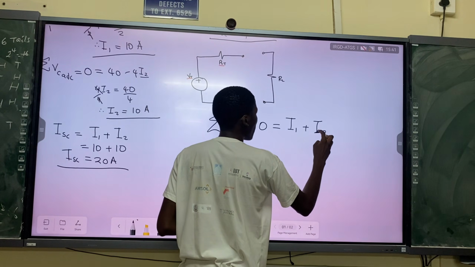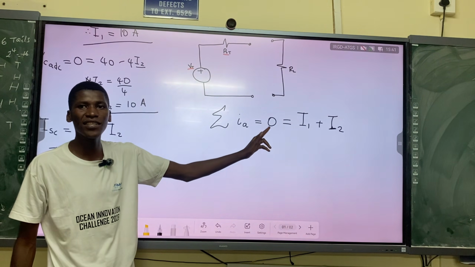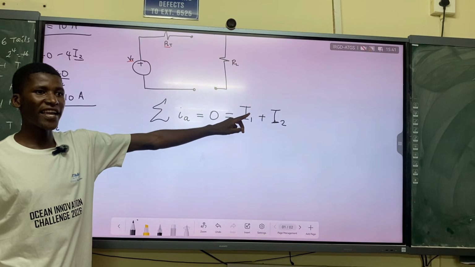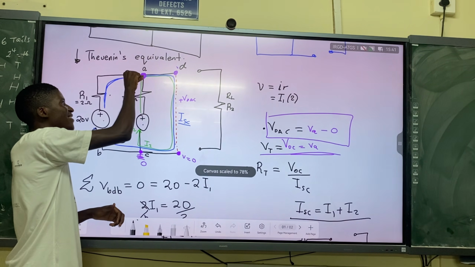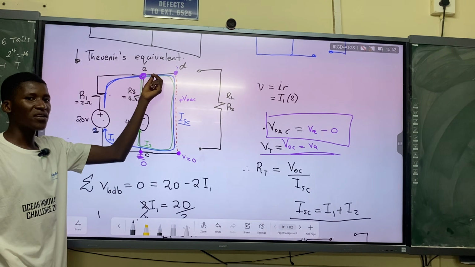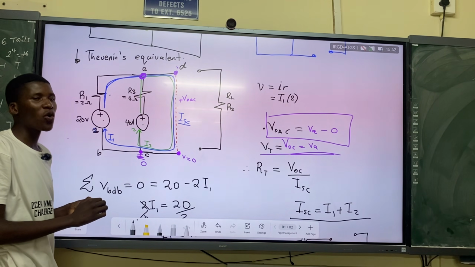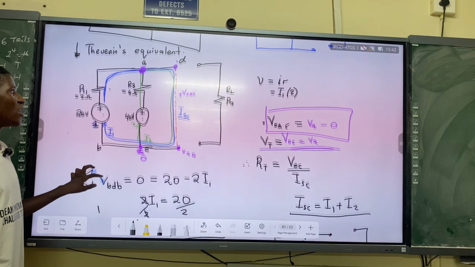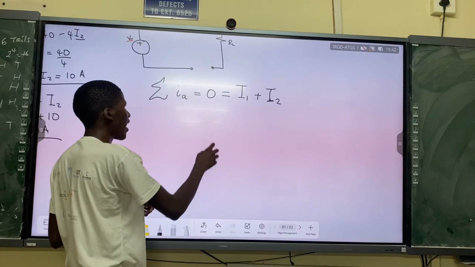Remember, our directions are arbitrary. You can choose your own direction. Even if you make it negative, it won't make a difference because this is equal to 0. So this is I1 plus I2. What about the current that is leaving the node? Should we count it? The current ISC leaving the node, if we're going to count it, what is its value? It is 0, because we don't have any resistance on the other side. So we wouldn't have an ISC expression yet when we are doing node voltage analysis. So basically, Kirchhoff's current law just gives us I1 plus I2.